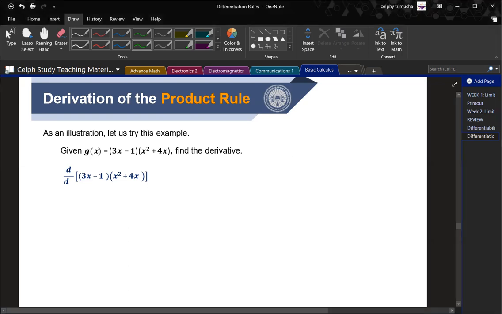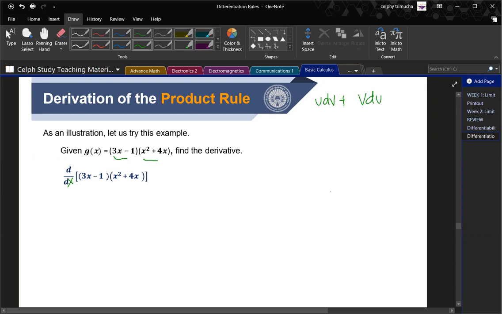Okay, so given ka sang imo nga equation, g of x is equals to 3x minus 1 times x squared plus 4x. Then ipapangita sa aton ang derivative. So we have d over dx, 3x minus 1 times x squared plus 4x. So based to kagina, so sa aton nga equation, so we have u dv plus v du.